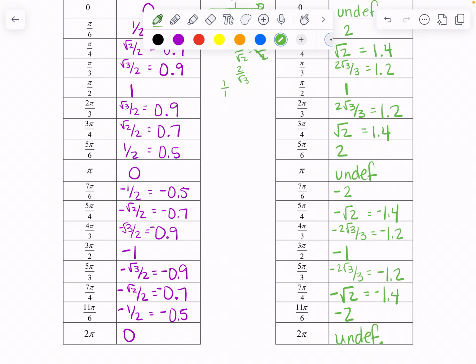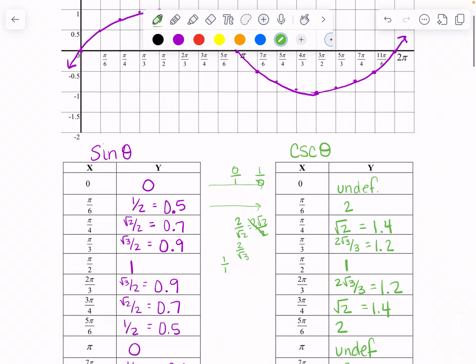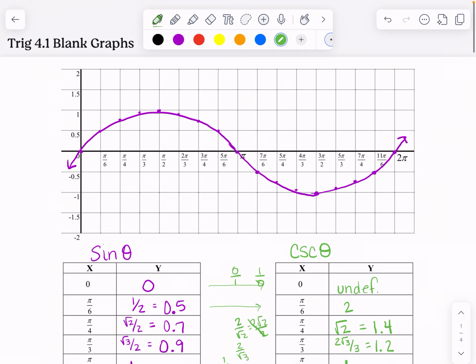All right, now let's go sketch in this guy. So undefined. When we have undefined, then we're going to put an asymptote in. Remember, asymptotes are where my graph gets closer and closer to it, but it never touches. All right, and then 2, 1.4, 1.2, 1, 1.2, 1.4, 2, undefined. So an asymptote.